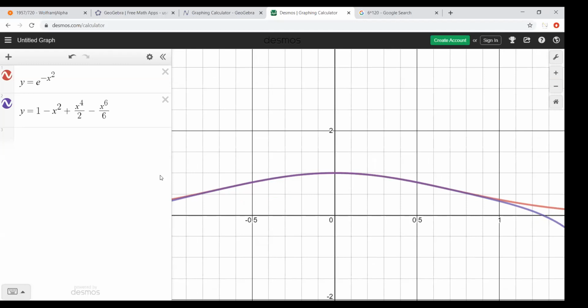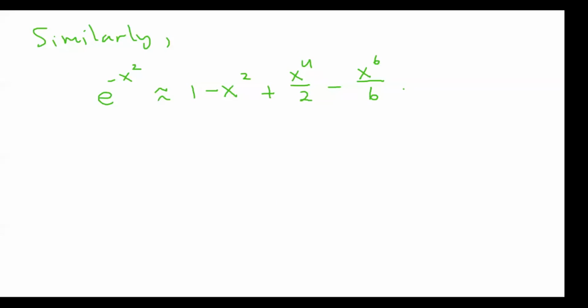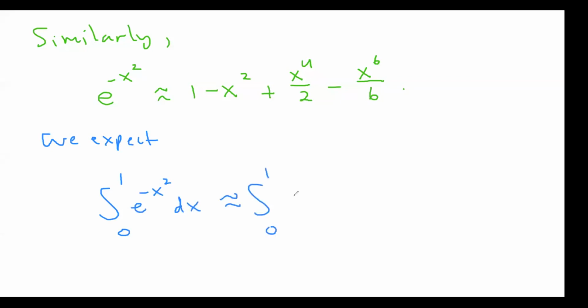So what does this mean in terms of what we're blabbing about? Well, it means the following. What do we expect then? We expect that this integral, which we cannot compute exactly, should be approximately the same as this integral, which we clearly can compute exactly because it's a polynomial.